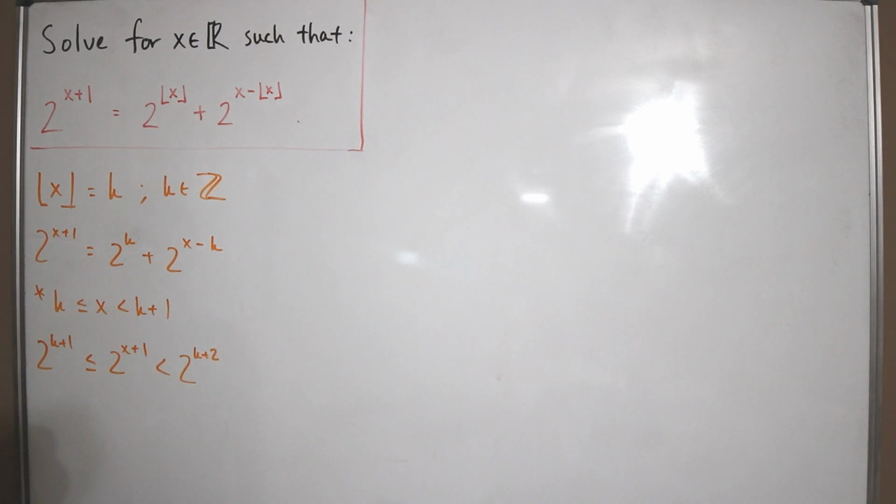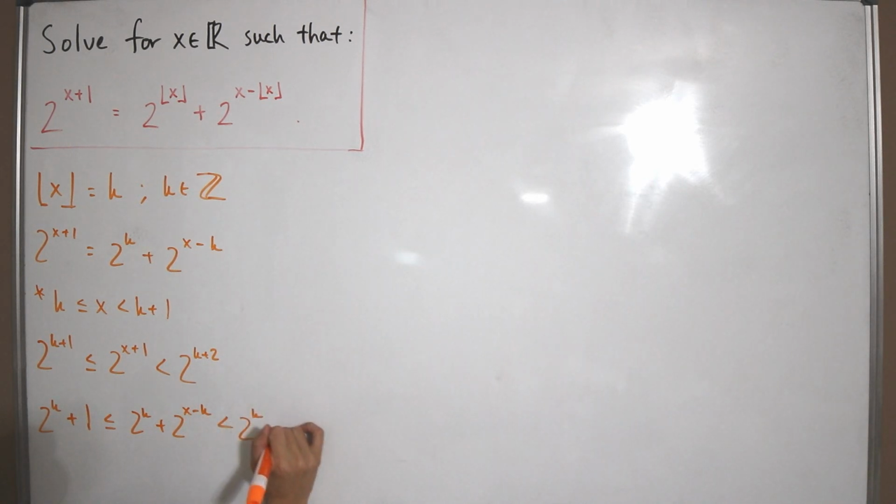Another observation we can make is looking at the right-hand side, 2 to the power k plus 2 to the x minus k. From that, we see that 2 to the power k plus 1 is less than or equal to 2 to the power k plus 2 to the power x minus k, which is strictly less than 2 to the power k plus 2. Let me label these numbers.